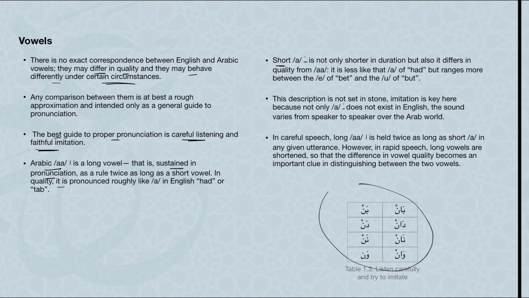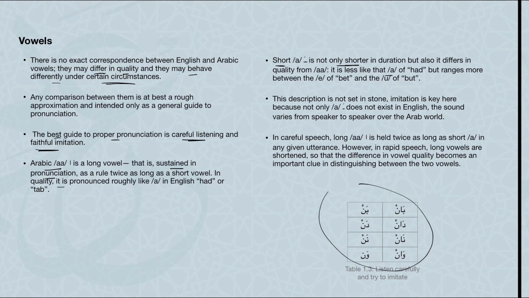Short is not only shorter in duration, but also differs in quality from the long vowel. It is less like the a of "had", but ranges between the e of "bet" and the u of "but". It is in between, but you cannot put a point on it because it's a sound. So you'd have to listen to it to say, okay, this is the short sound.